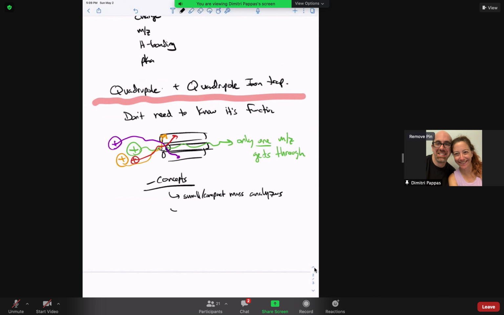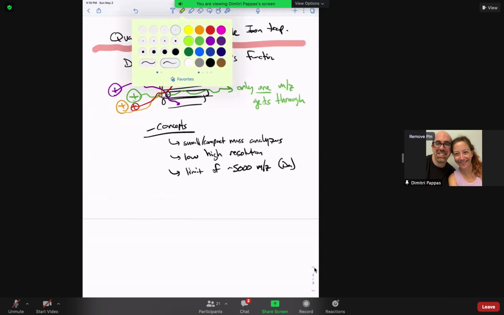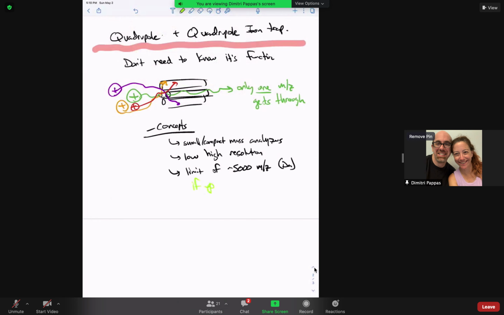They are low resolution. In other words, they're not high resolution like a Fourier transform instrument. And they have a limit of about 5,000 M over Z, 5,000 Daltons. I mentioned before, we get around that if you use electrospray ionization. Z is high, so you can look at larger ions that way.